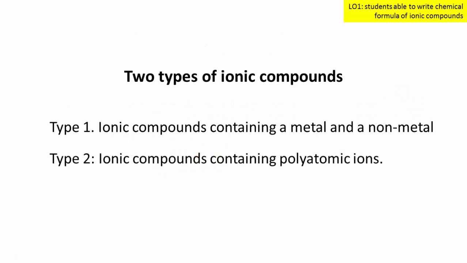Under ionic compounds, there are two types. The simpler one is type 1, where ionic compounds contain only a metal and a non-metal. And the type 2, which is slightly more complicated, ionic compounds containing polyatomic ions. Poly means many. Polyatomic means more than one atom. For example, SO4 2- ion has more than one type of atom. OH- ion, likewise, is also a polyatomic because it has two different types of atoms inside.